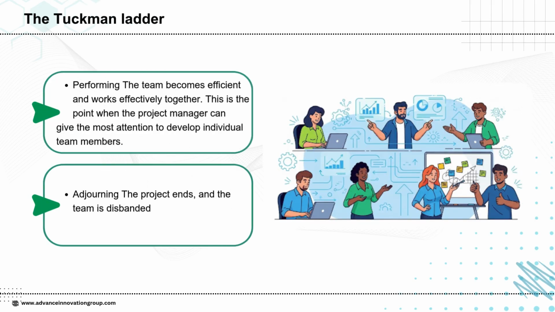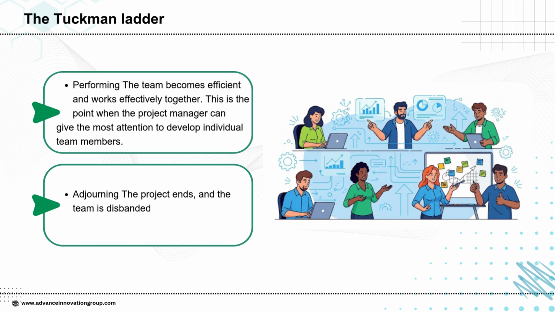The fourth stage of the Tuckman ladder is performing. At this stage, the team has become mature, efficient, and highly collaborative. Members understand their roles clearly, communication flows smoothly, and productivity is at its peak. Conflicts are minimal and, if they occur, they are resolved constructively. This is also the stage where the project manager can shift focus toward developing individual team members by providing them with opportunities to grow, learn, and take on greater responsibilities.